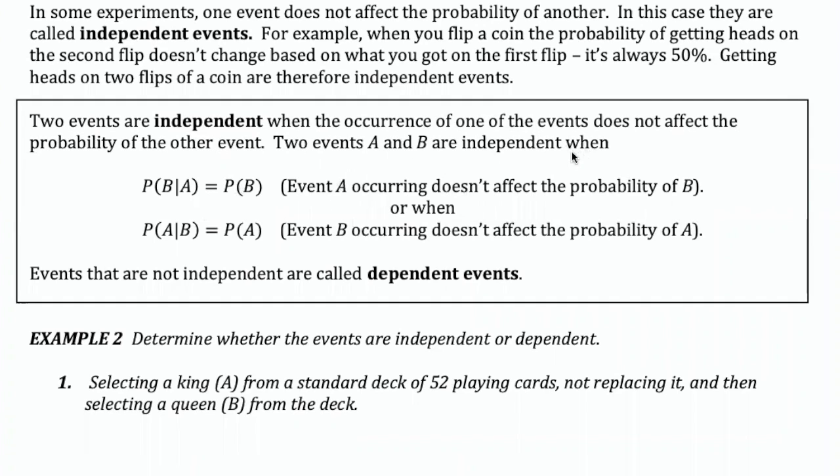Two events A and B are independent when the probability of B, given that A has already happened, is the same as the probability of B, meaning the first event didn't affect the probability. Or we can switch it up and say it the other way. The probability of A, given that event B has already happened, is the same as the probability of A, meaning event B didn't affect the probability of A. If your events are not independent, then we call them dependent.